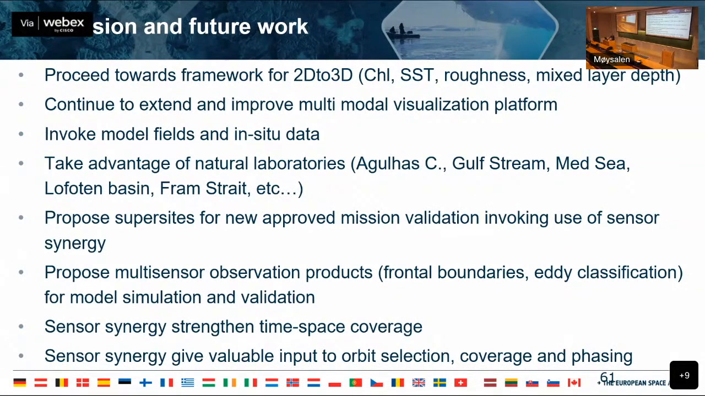So we will continue to extend and improve the multimodal visualization platform. That platform is super nice, and we will try now to come back to it when we finish this. If you have questions, we may want to go to the SYN tool or to the Arctic portal and try to explain or demonstrate or give you answers. Model fields and in situ data will have to be also more systematically made available on these visualization platforms.